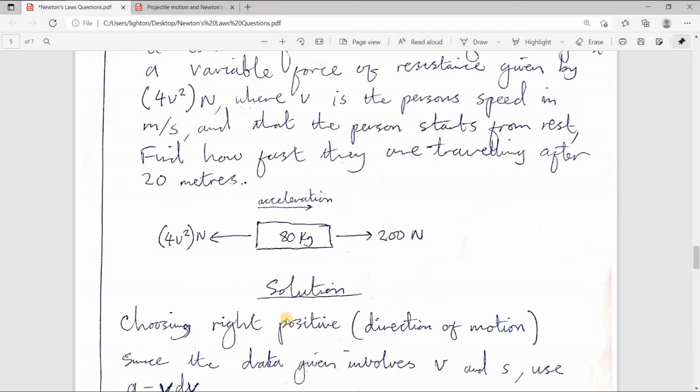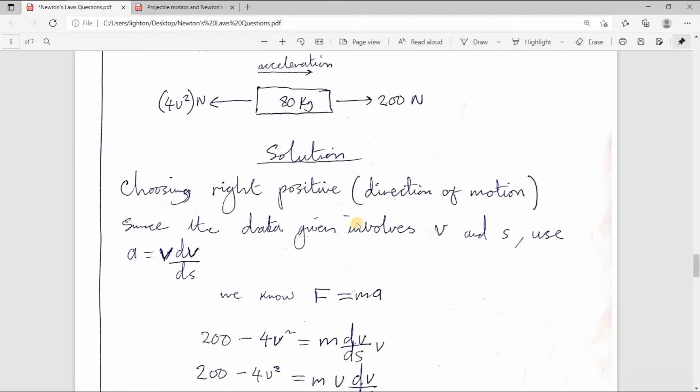Now, choosing right positive, as I have done. So, solution: the first thing you want to do is choose right positive, which is the direction of motion. Now, since the data given involves v and s, use a equals v dv over ds. This expression, we used it last time. We learned about this expression and where it comes from. So acceleration is just v dv over ds, where s is just displacement. Since the data given involves velocity and displacement, we use acceleration equal to v dv over ds.